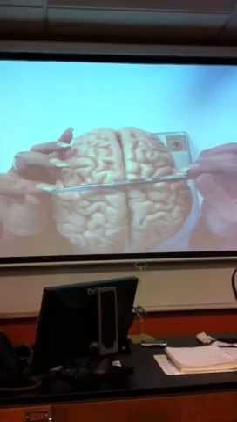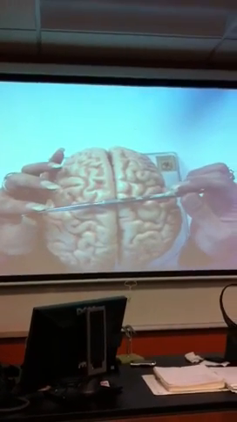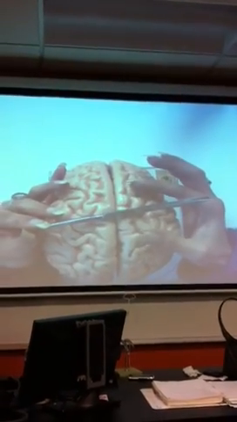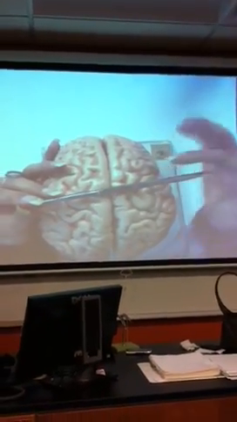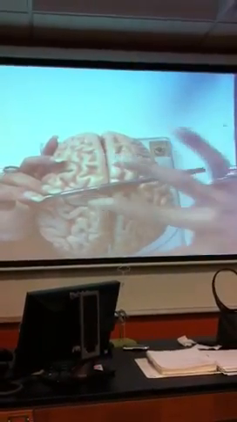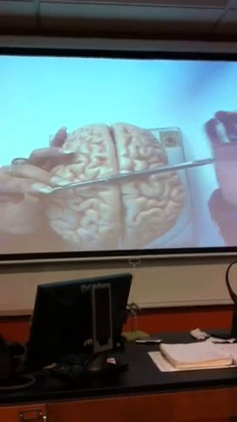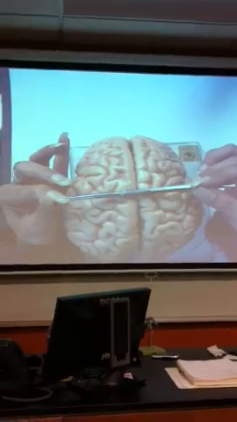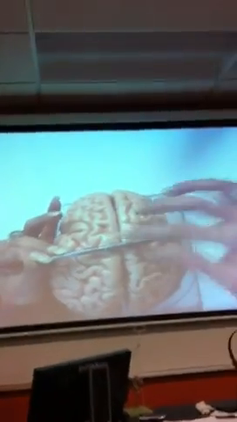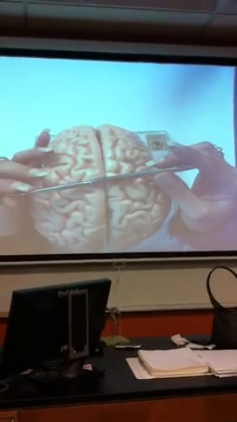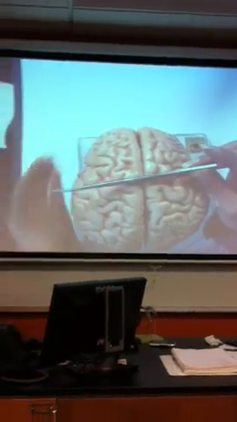Central sulcus. What the central sulcus separates is the sensory and motor areas. What it also separates is the precentral gyrus from the postcentral gyrus. Okay, so that would be a good 2-part question. Name the sulcus, central sulcus, and what does the central sulcus separate? Precentral and postcentral gyri, or the sensory and motor areas. We'll get to that next week.